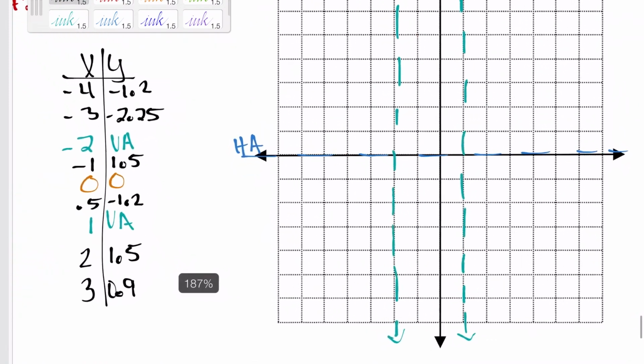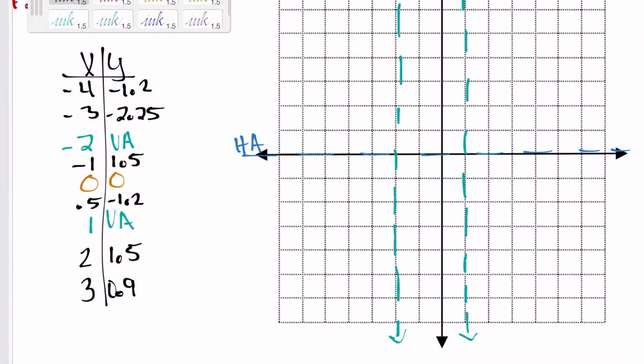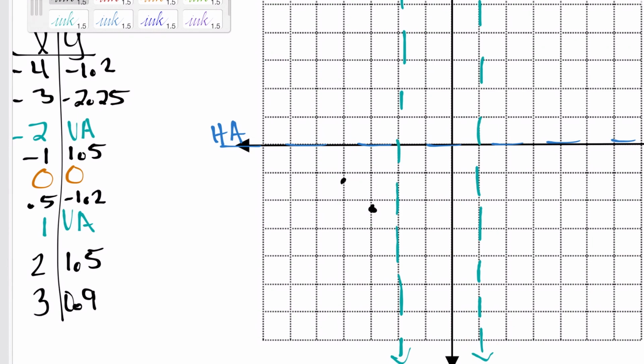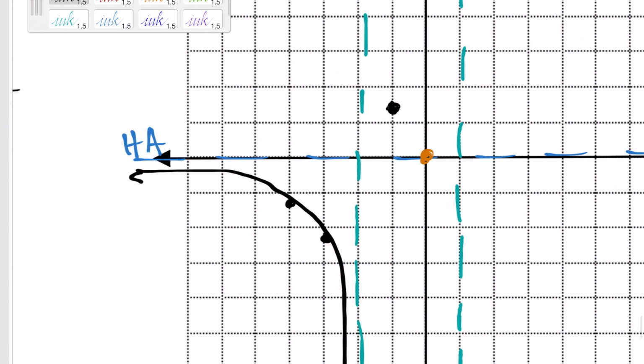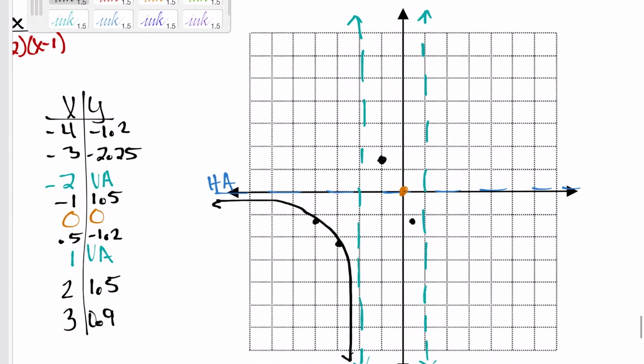Now that I have all my values, I'm going to plot them on my graph. And so here we can see how the function is kind of breaking that rule of the horizontal asymptote. So it can break the rule when it's in between two vertical asymptotes.